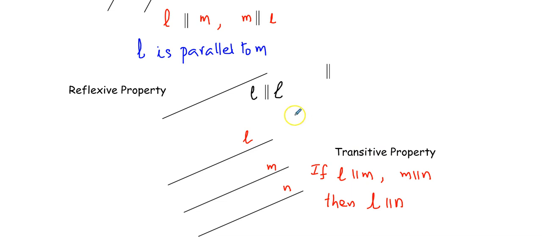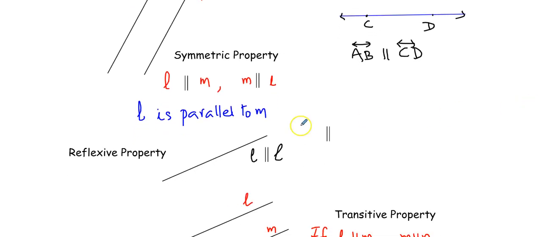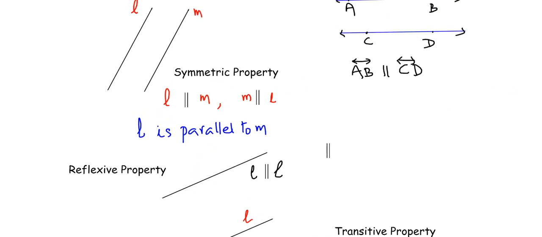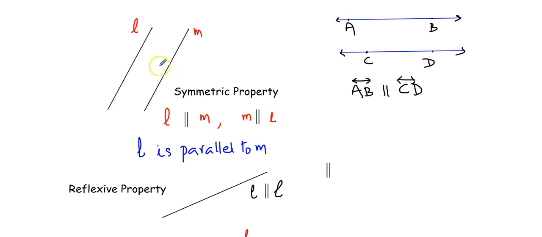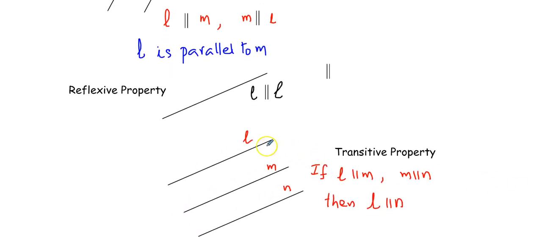So this relationship of being parallel satisfies all three. It is reflexive because every line is parallel to itself. It shows the symmetric property because if L is parallel to M, then M is parallel to L. And the third one, the transitive property: L to M and then M to N, therefore L is parallel to N. Okay, thank you.